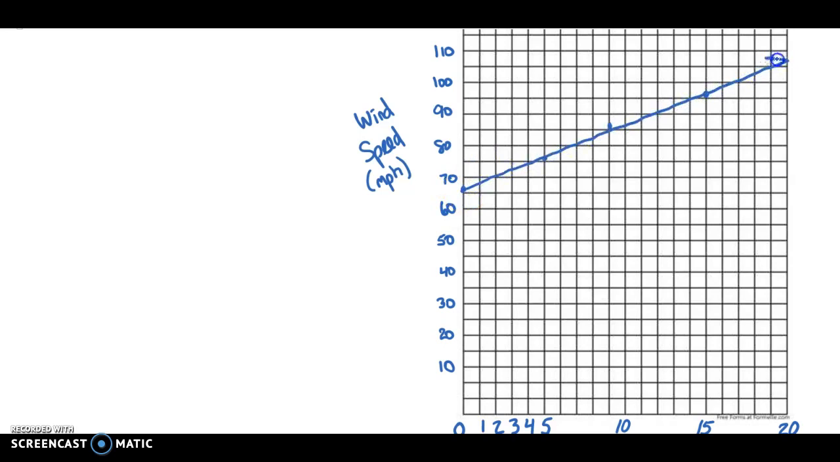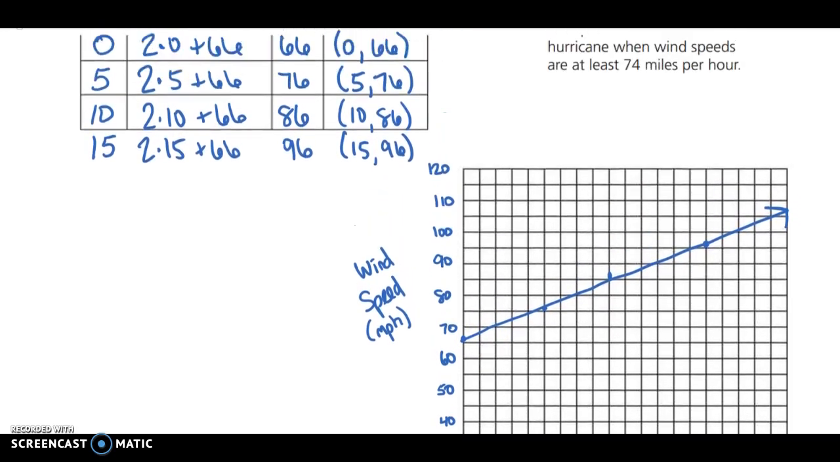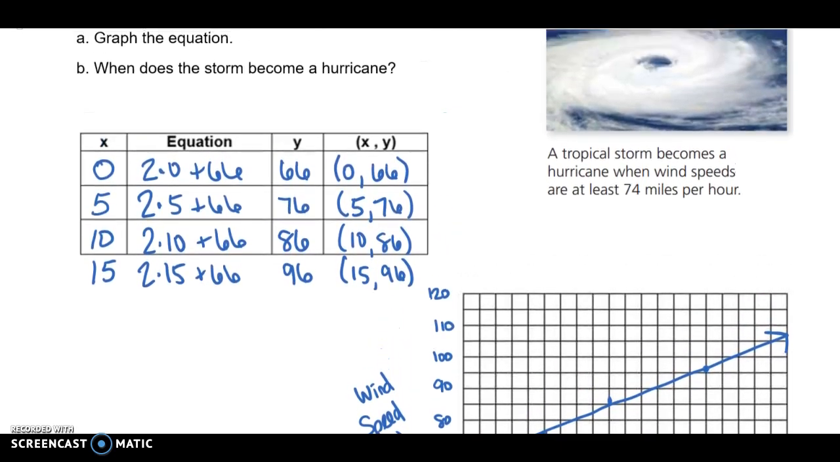Ooh, that's pretty good. Put an arrow on one end. All right, you can tell I'm doing this at school. Anyway, so it's going to be a ray. We don't put an arrow on this end because you cannot go negative hours, like we said before a storm enters the Gulf of Mexico. So there's our ray. And now we have it graphed. We have to go back up and answer this one last question.